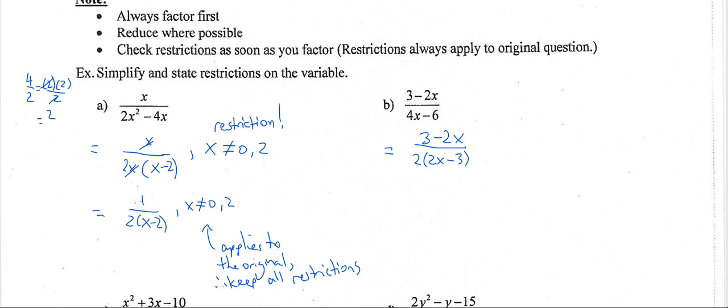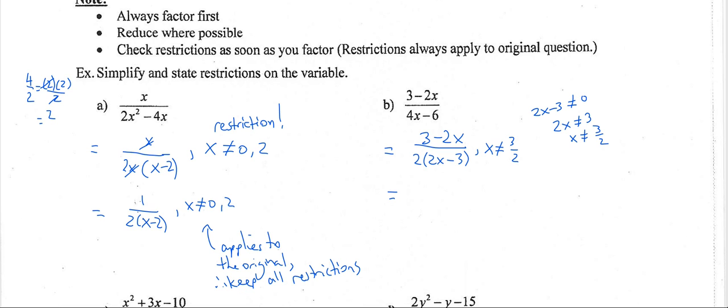So the denominator cannot be 0. I know that 2 will never be 0, so it's not an issue. The other bracket can't equal 0, so 2x minus 3 can't equal 0, otherwise the fraction will be undefined. So I'm going to have 2x not equal to 3. X cannot equal 3 over 2. So that will be my restriction. X cannot equal 3 over 2. All right, so I've written my restriction. Now I can try to reduce this.